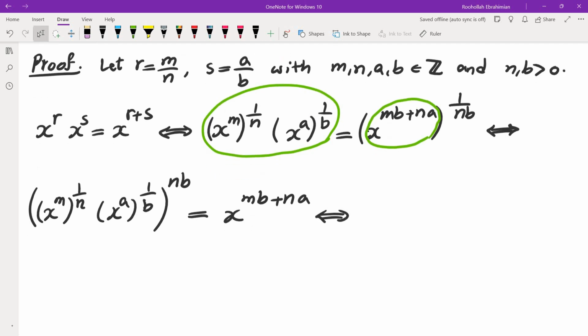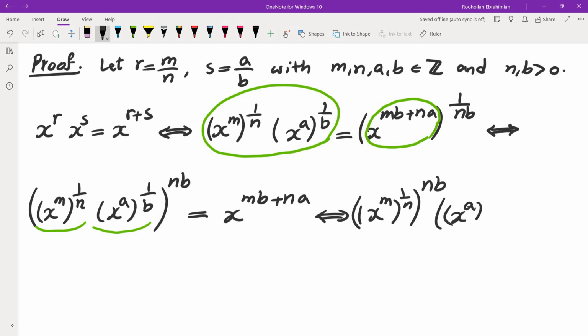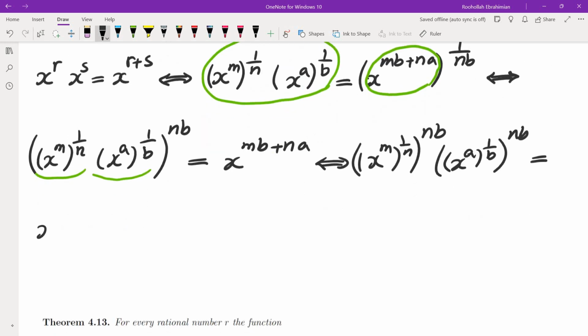Now, again, I know the properties of exponents for integer exponents. So I can break it up as this to the power of nb times that to the power of nb. So this is x to the power of m to the power of 1 over n to the power of nb, times x to the power of a to the power of 1 over b to the power of nb. And that's equal to x to the power of mb plus na. And as I emphasize, we do not know these equalities. We are trying to prove them, so we are not assuming them.